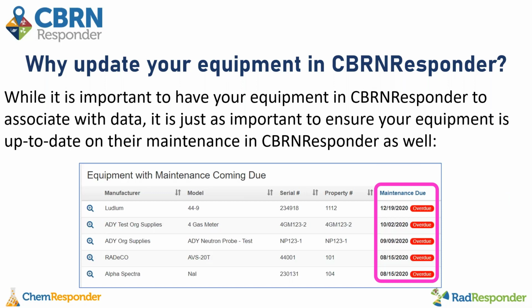So once you have your equipment in CBRNResponder, it's just as important to make sure that your equipment is updated. And so you can see here on the screenshot that even though an organization has equipment in CBRNResponder, if the maintenance is out of date with those overdue tags, it's hard for those data assessors and those who are reviewing the data to know how accurate or reliable the data is coming in that's associated with that piece of equipment.